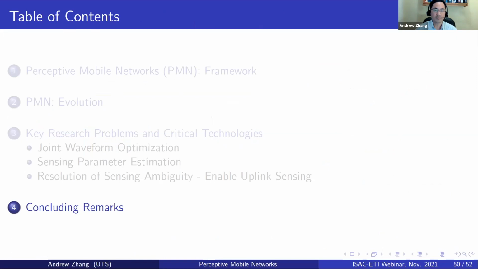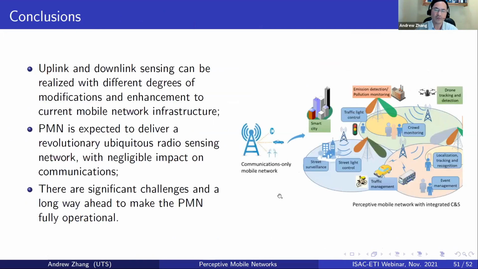All right, this comes to the conclusion. We have shown that PMN is a very promising solution. It can achieve downlink and uplink sensing, consistent with or matching uplink and downlink communication. And we expect it to deliver a revolutionarily unique sensing solution without compromising the communication performance. Of course, there are a lot of challenges ahead, and let's try our best to make it happen as soon as possible. Thank you very much.